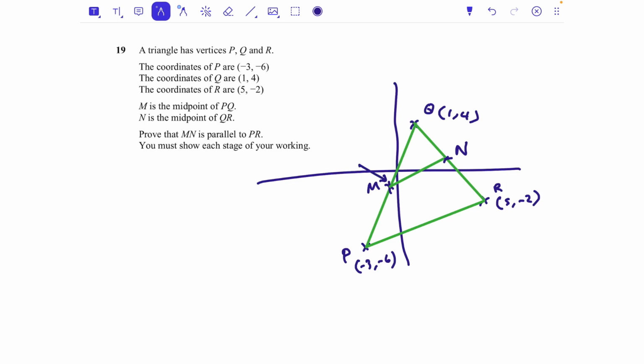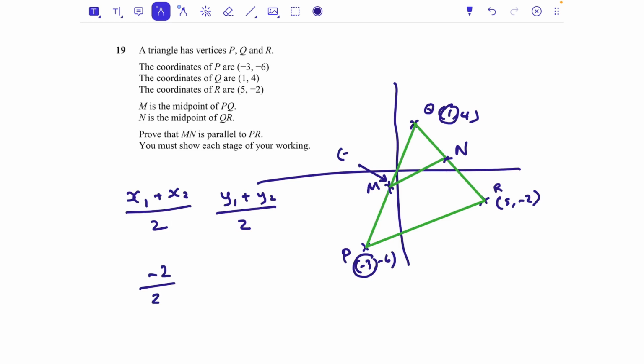Now, for the midpoint, you're going to do x1 add x2, divided by 2, and y1 add y2 divided by 2. So you're like doing the average. So looking at the x coordinate for each of those, -3 add 1 is -2, and we're going to half that, which is -1. So that x coordinate is -1, and then the y coordinates, again I'm going to do -6 add 4, which is -2, and divide it by 2, which is also minus 1. So that coordinate there, M, is (-1, -1).